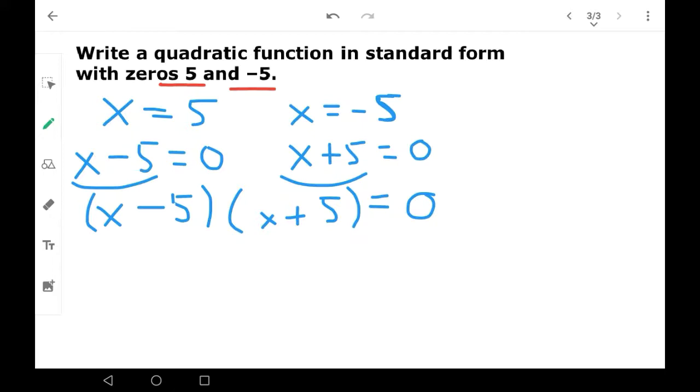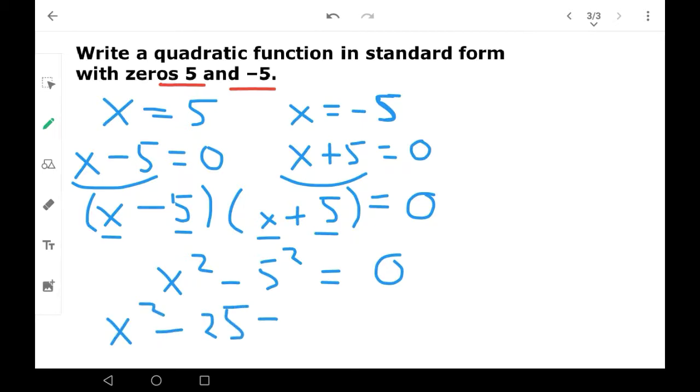But look at this, I have x here, and 5 here, and 5 here. So what kind of factoring is this when I have the same numbers and the same terms in each parenthesis, but only the sign is changing? This is a difference of squares, right? So I can rewrite this as x squared minus 5 squared, and that equals 0, right? Remember, when you factor a difference of squares, you have this. So this would be x squared minus 25 equals 0.